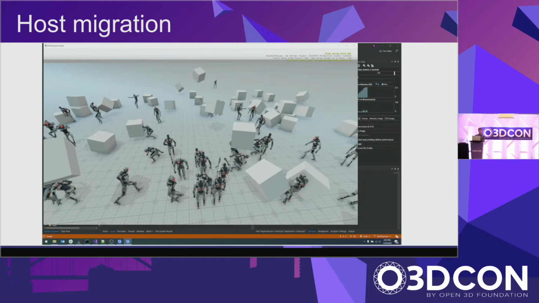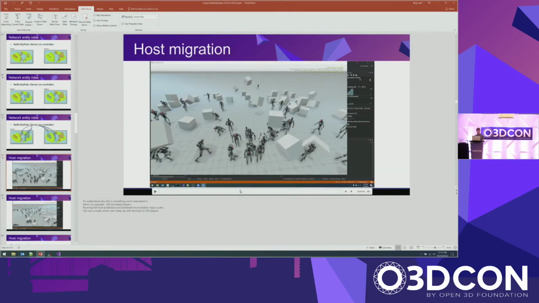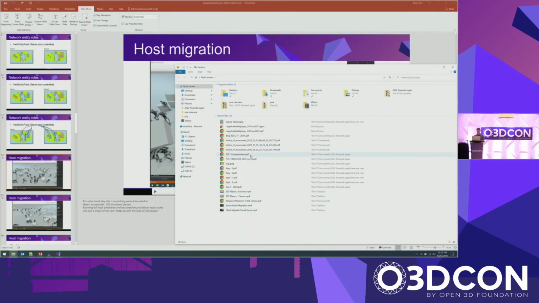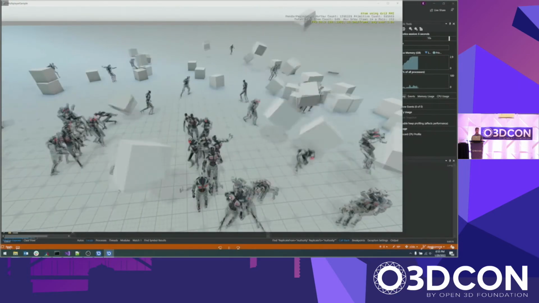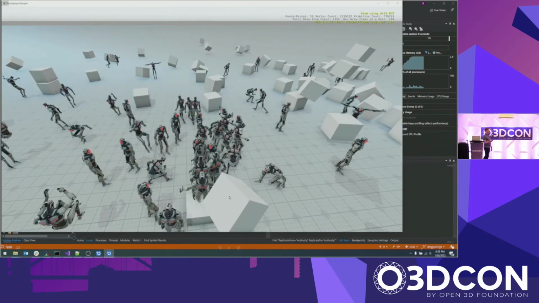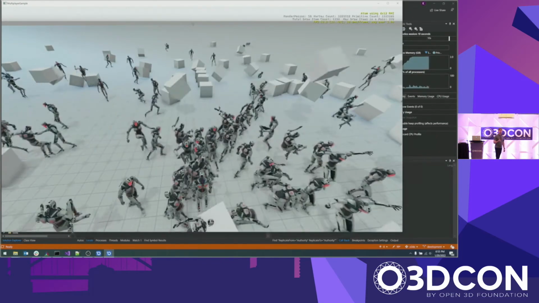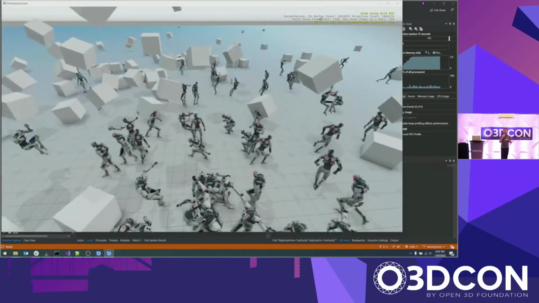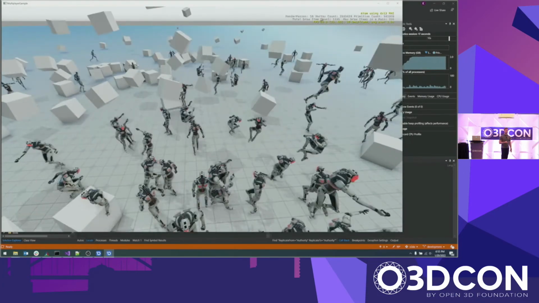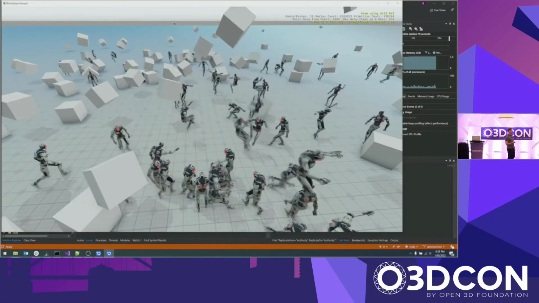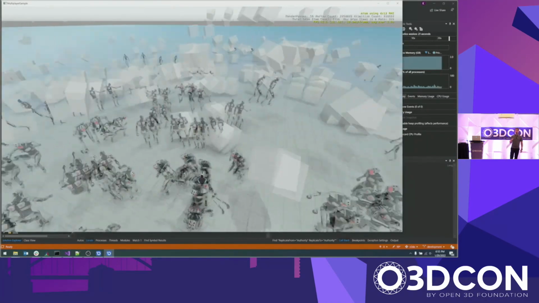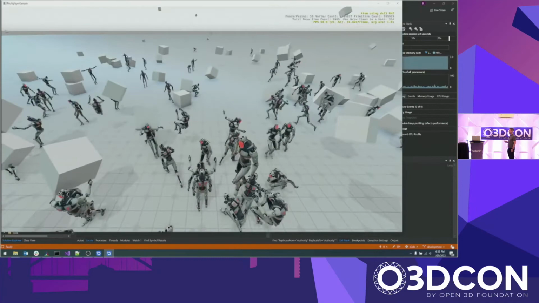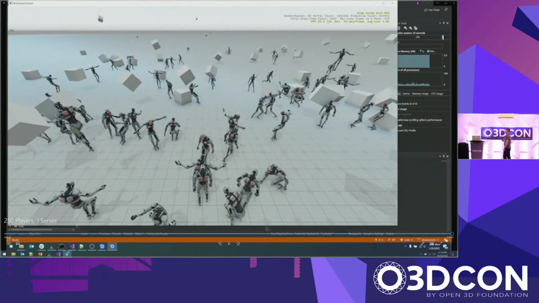Okay, maybe I'll just pop out of the presentation and that'll work. Okay, so this is running on a single server, 250 simulated players. And as you can see, we're doing all the local prediction, we're doing all the rollback. For server authoritative networking like this, the rollback is pretty intense. That's a very expensive operation. And with 250 players, we just can't keep up, not on a single server.